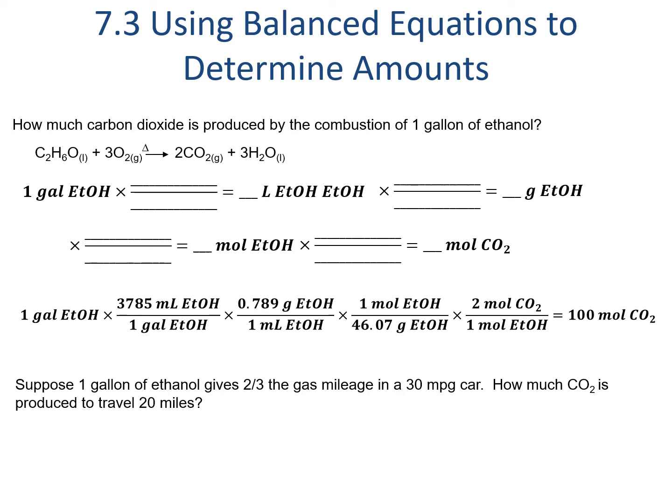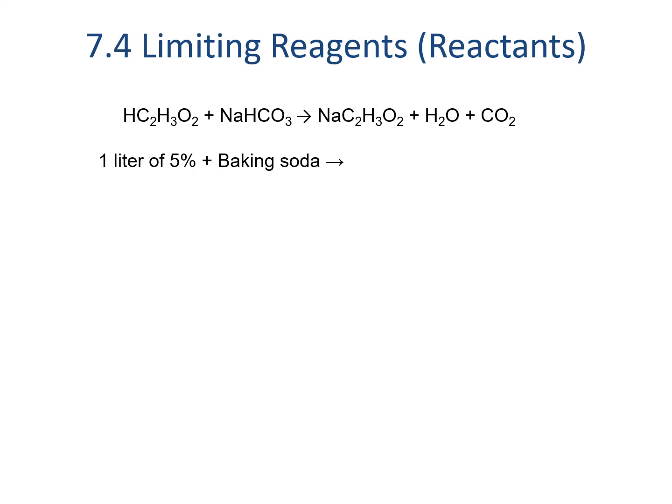If we go 20 miles, that would be 1 gallon, which we found produces about 100 moles or 6 kilograms of carbon dioxide. It would take you about a week to generate this much carbon dioxide just by breathing, for reference. In addition to performing calculations in idealized reactions where everything gets converted to product, we can also perform calculations based on stoichiometry to find out which reactant, also called a reagent, is limiting.